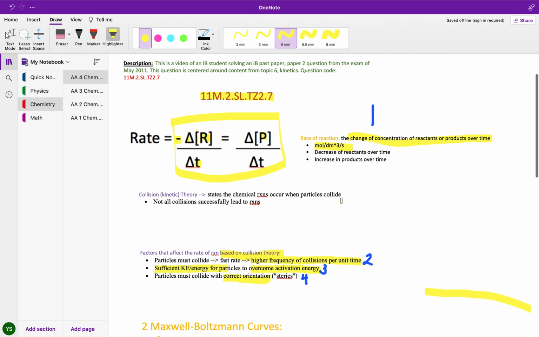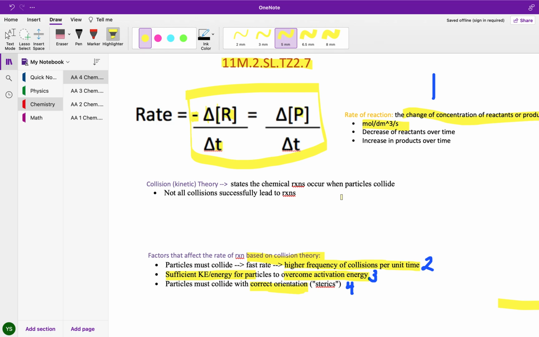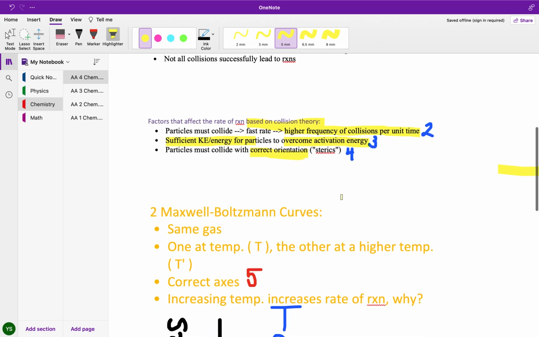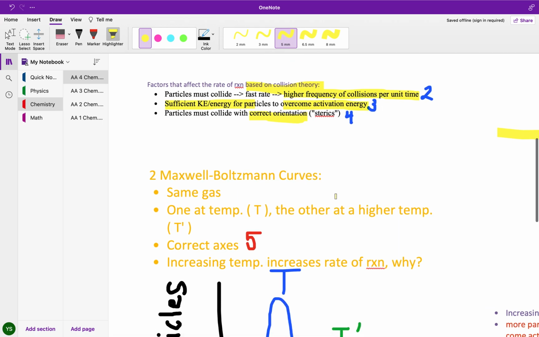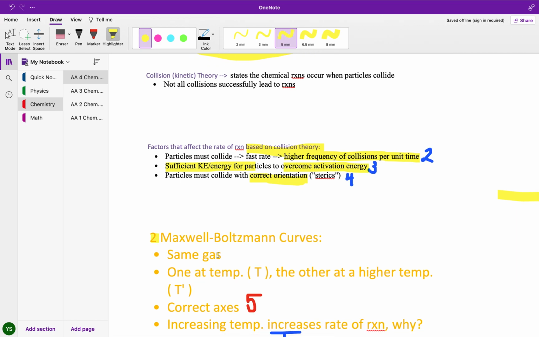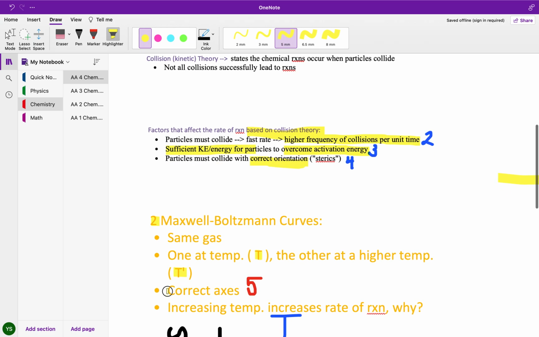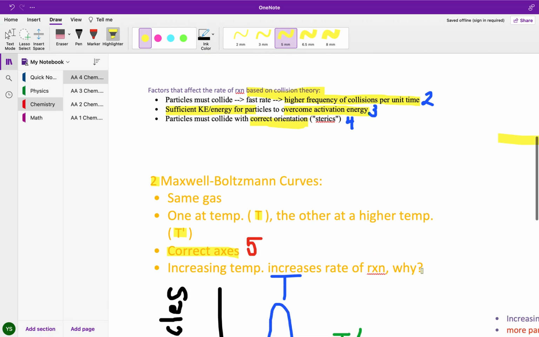So now we have covered the first 4 points of the question. Now for the next part. The next part asks us to draw two Maxwell-Boltzmann curves that represent the same gas. However, one is at temp T and the other is at a higher temperature, temp T dash, or temp T apostrophe. So we get a point for labeling the correct axes, of course, and we also need to explain why increasing the temperature increases the rate of a reaction. That's the second part of this part of the question.